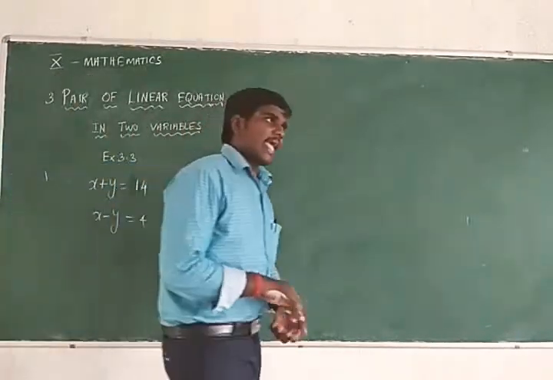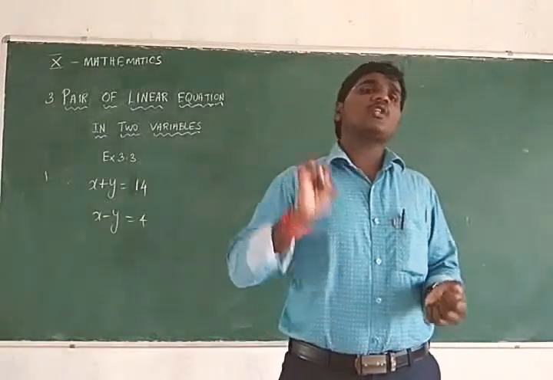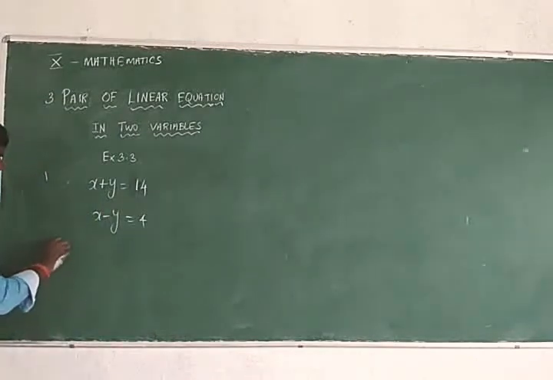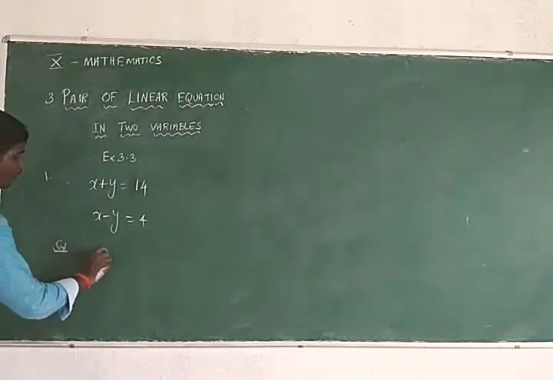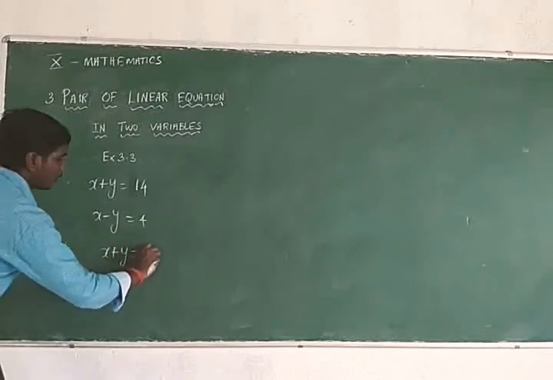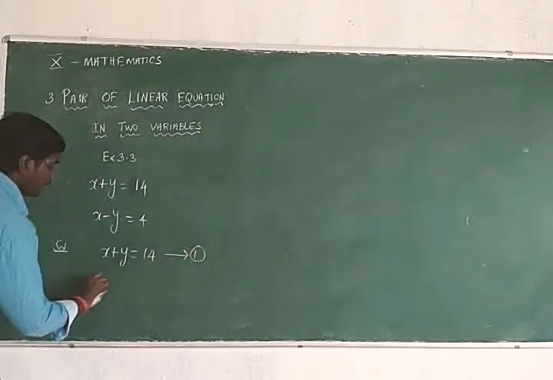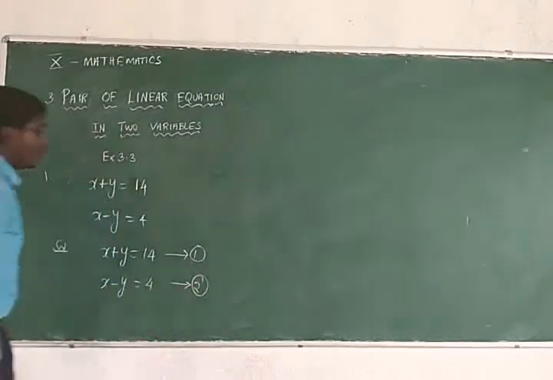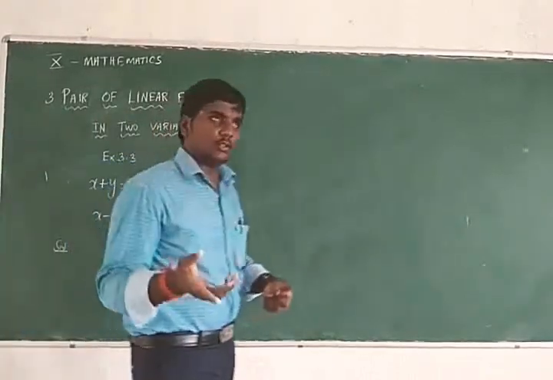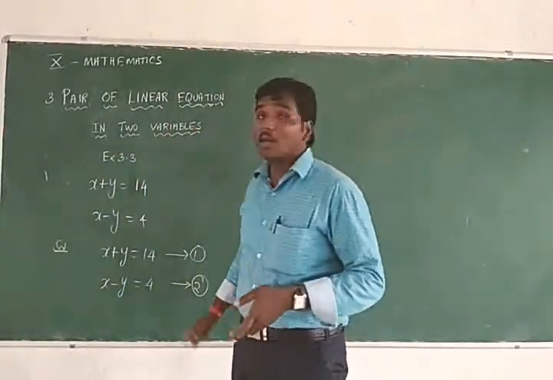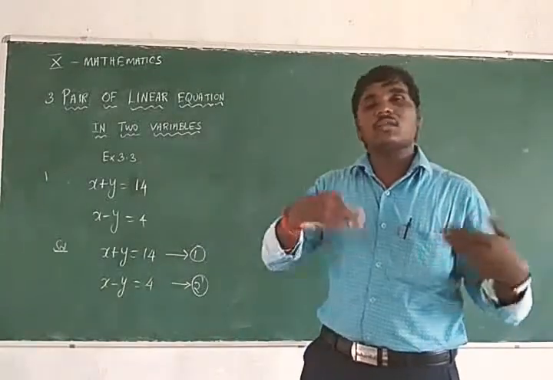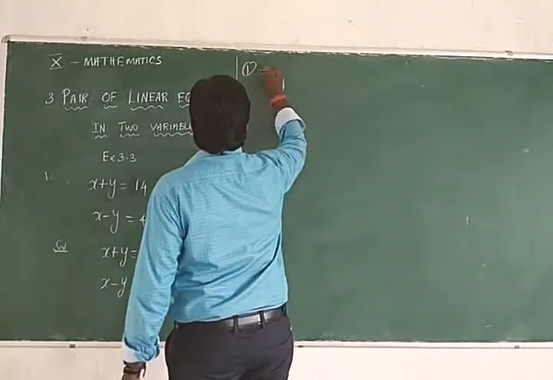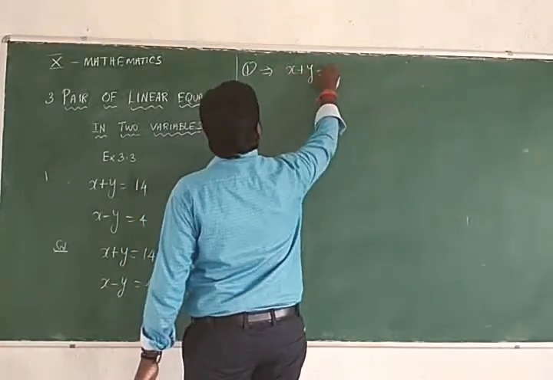Two equations are given. X plus y is equal to 14. X minus y is equal to 4. Now listen. Out of these two equations, first you choose any one equation. Solution. X plus y is equal to 14 is equation number 1. X minus y is equal to 4 is equation number 2. Out of these two equations, either 1 or 2, you choose any one. Here both have no coefficient, so your wish. I choose the first equation: x plus y is equal to 14.